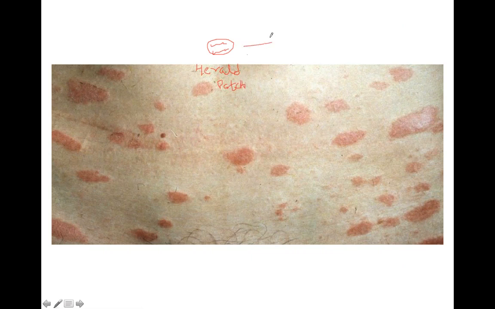After some time, after 1 to 2 weeks, you don't have to remember 1 to 2 weeks, there is a multiple macular rash on the trunk along the cleavage lines, in a Christmas tree pattern like this. So this is called pityriasis rosea. No treatment is required, and the potassium hydroxide test is negative.